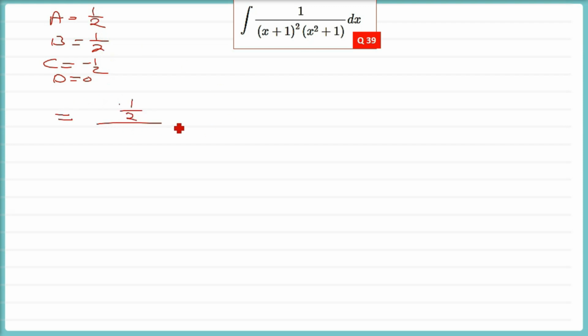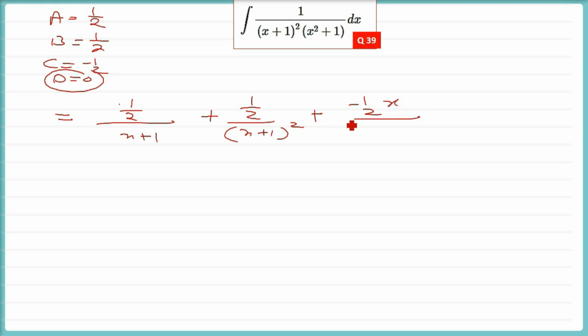So in the original equation, let's put it. So it's half divided by x plus 1. Then b divided by x plus 1 whole square, so half divided by x plus 1 whole square. C is negative half, so you can have a negative here. And negative half, it will be cx plus d. So negative half into x plus 0. So minus half x will come in the numerator. And in the denominator, it will be x square plus 1.